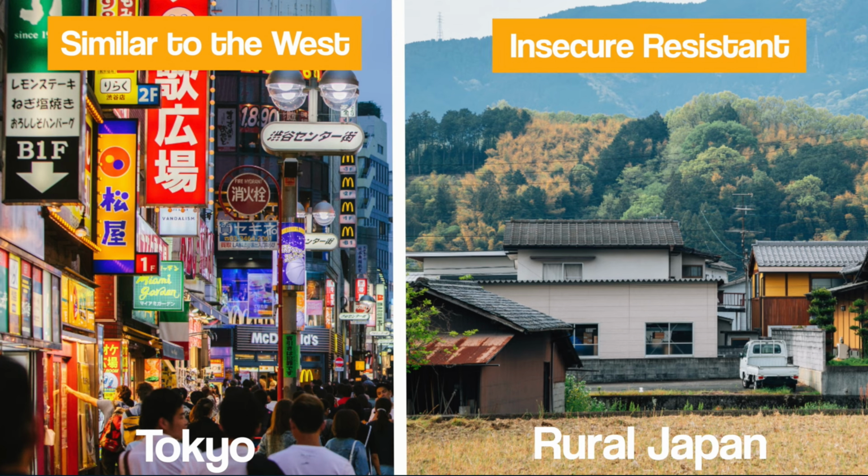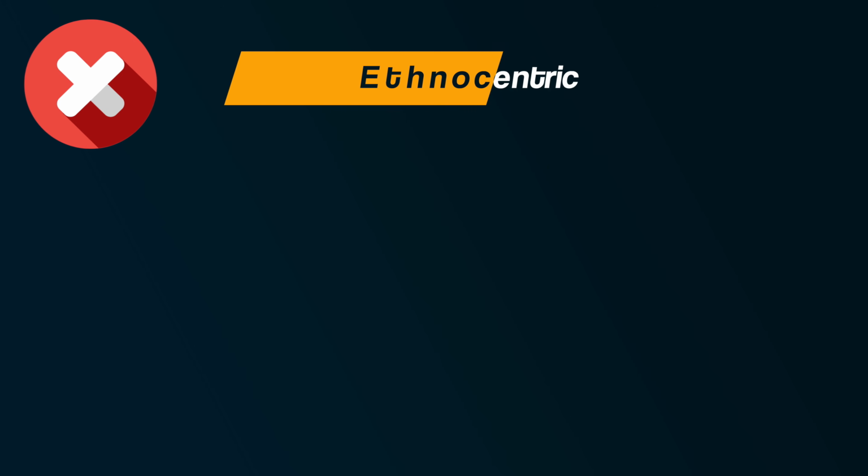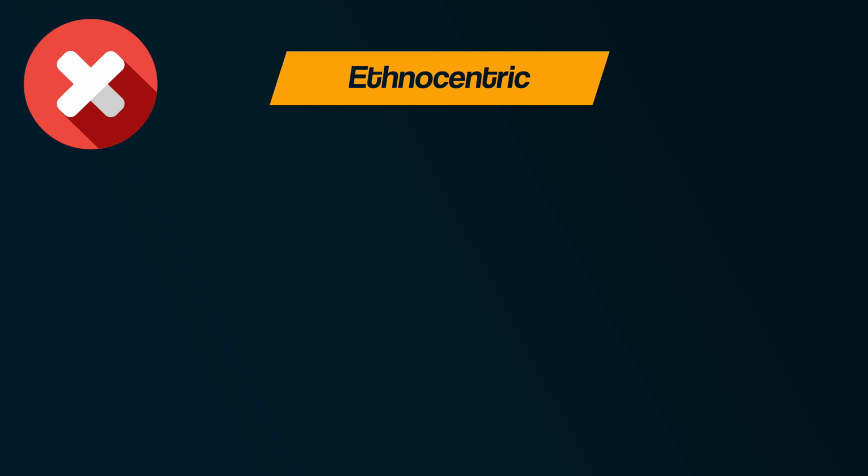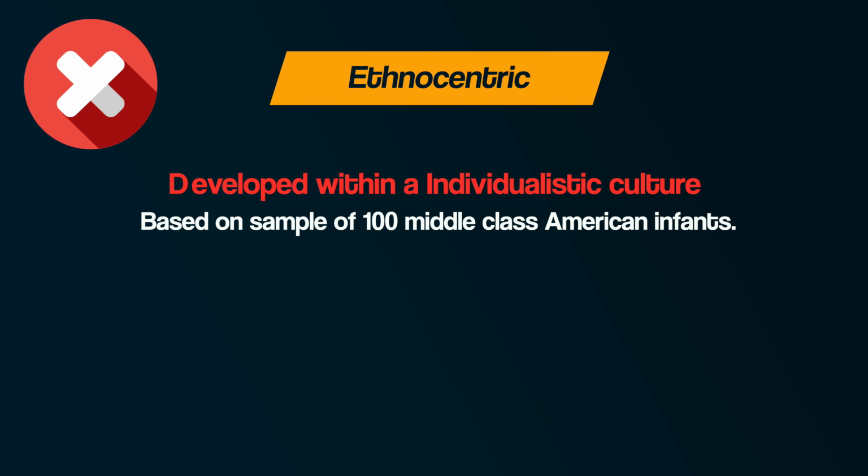For example, cultural differences within Japan, such as between Tokyo and rural areas, suggest that the sample may not fully reflect the diversity of attachment types across the country. Additionally, it can be criticized for being ethnocentric. The strange situation was developed within a Western individualistic cultural context, which may not be applicable to other cultures.